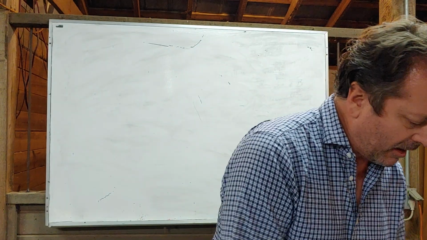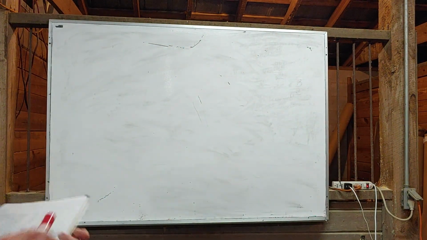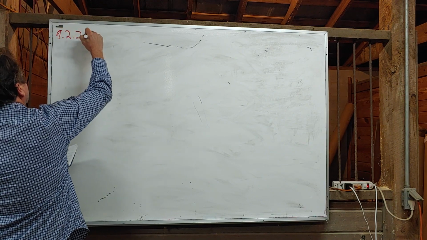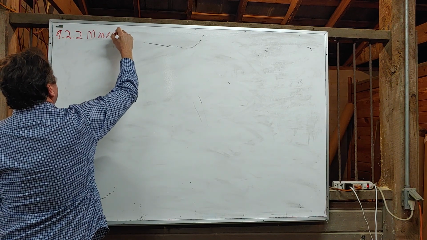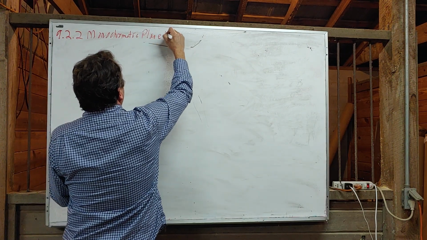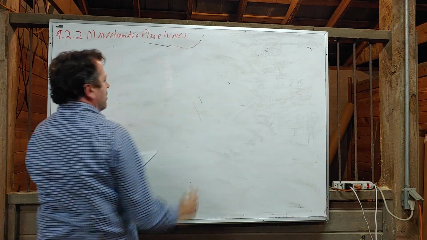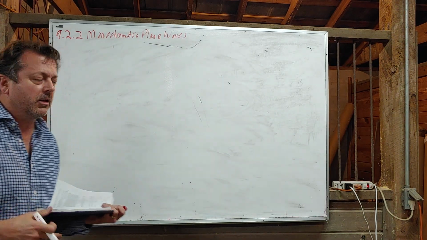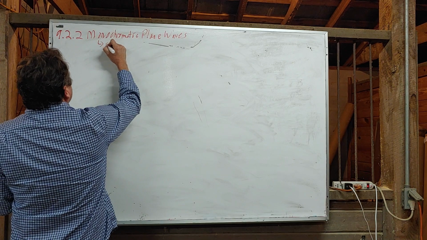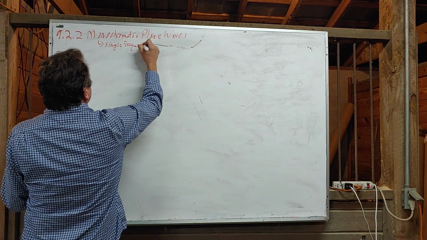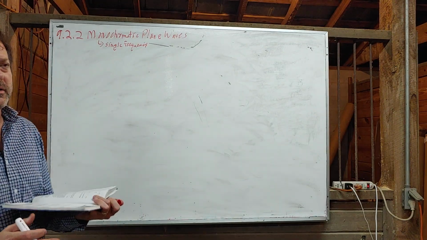All right, let's look at, I'll use some different colors. Monochromatic plane waves, 9.2.2. Well, monochromatic means mono is one, chroma is color, one color. So this will be a single frequency. In other words, the wave is going to have one frequency.